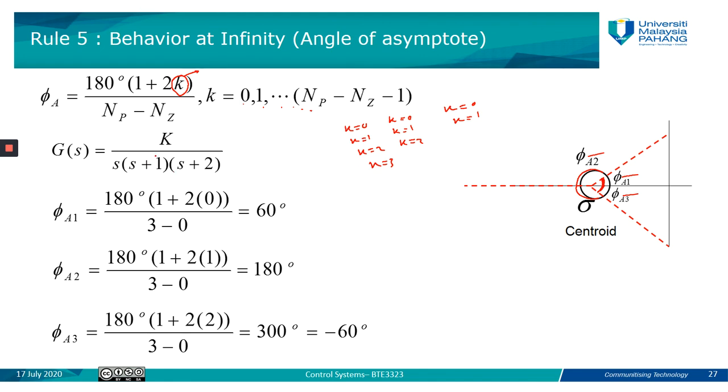For example, in this transfer function we have 3 poles and no zeros, since there is no s plus 1 or s plus 2 or any s in the numerator. So the number of poles equals 3, the number of zeros equals 0, and 3 minus 0 gives 3. Since we have 3 poles, that means we have 3 asymptotes; that is, nP minus nZ equals 3. So we have 3 values for k: 0, 1, and 2.